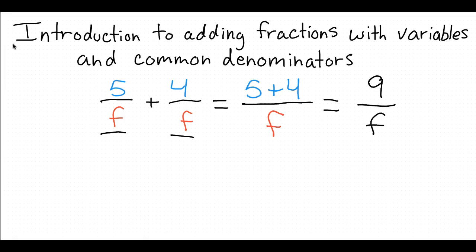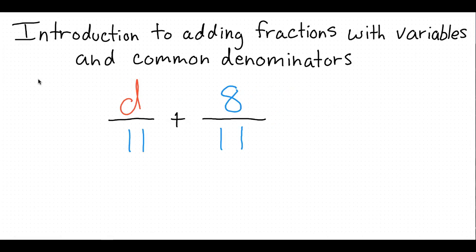Hey, I think I understand how to add fractions with common denominators when the variables are in the denominator. But what if there's variables in the numerator? That's a very good question. So, let's look at a problem with variables not just in the denominator, like this: d over 11 plus 8 over 11.